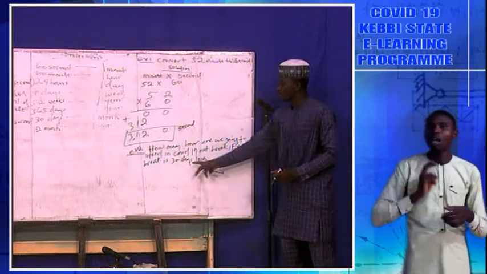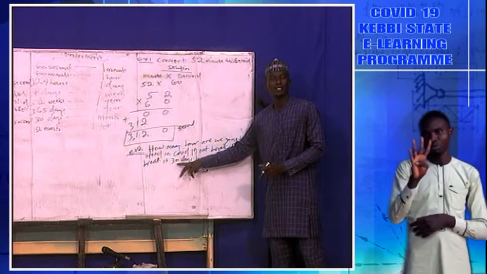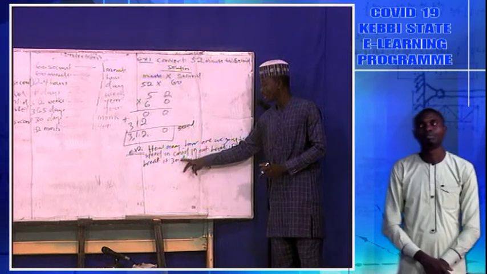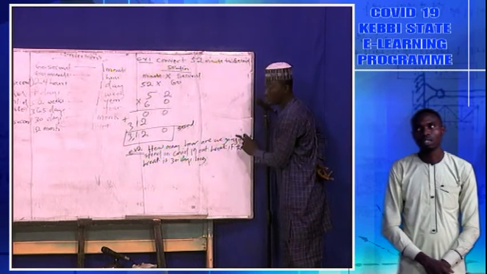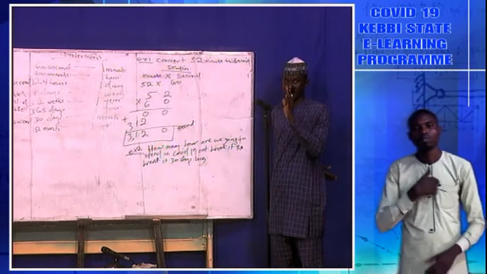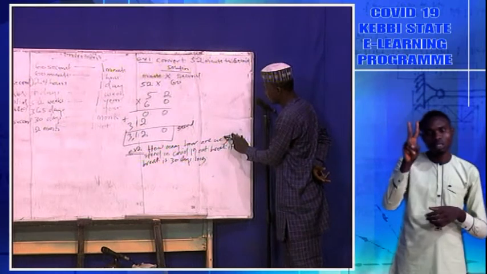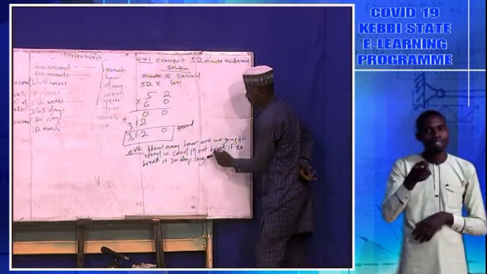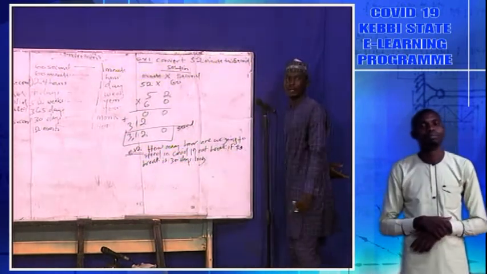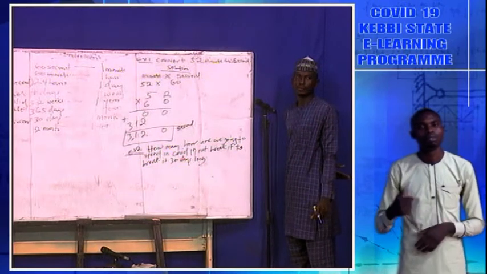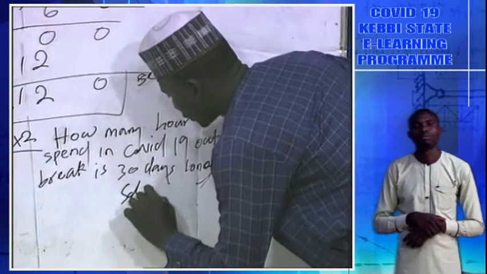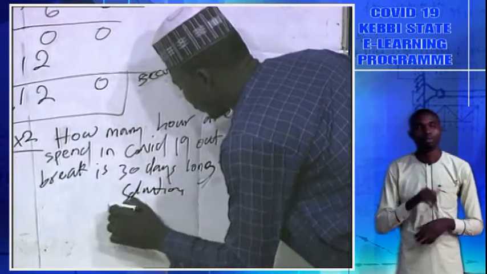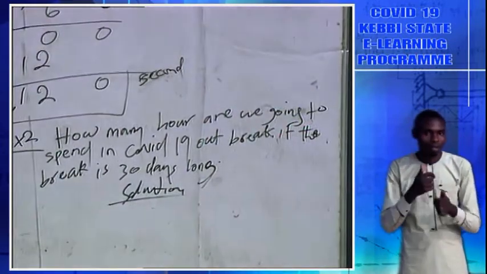So if we are going to spend this holiday, this outbreak, in our various houses, how many hours are we going to spend? We know that we are going to spend 30 days. How many hours are we going to spend during the outbreak? Now, how can we solve this problem? I hope you are with me.